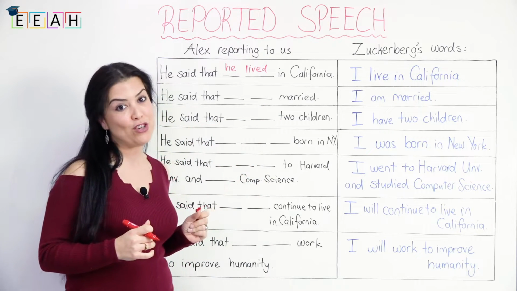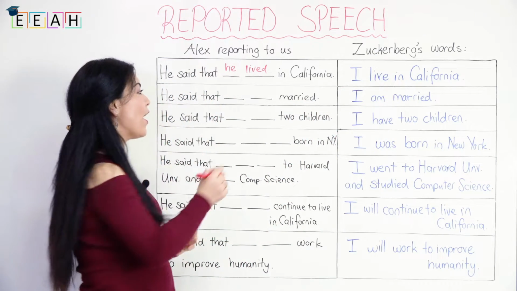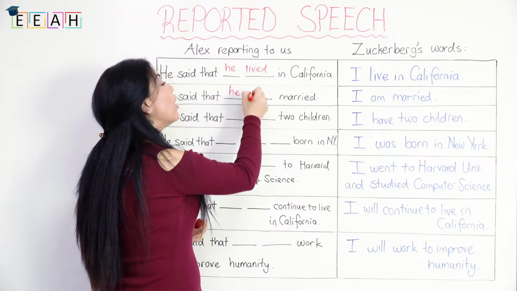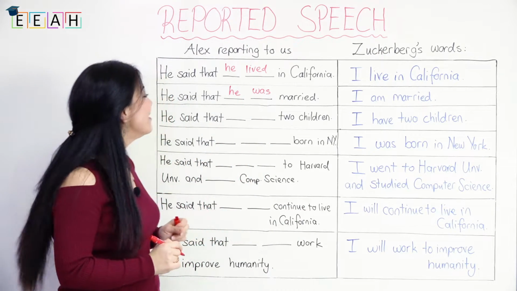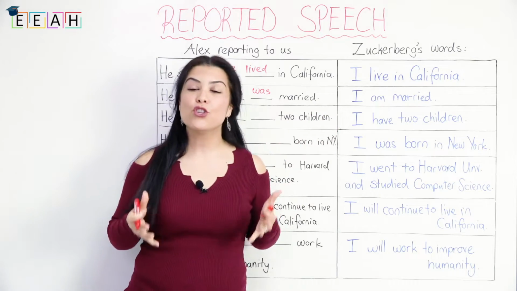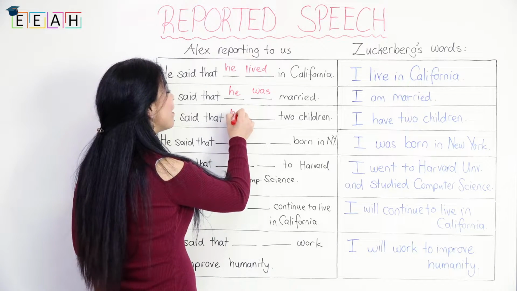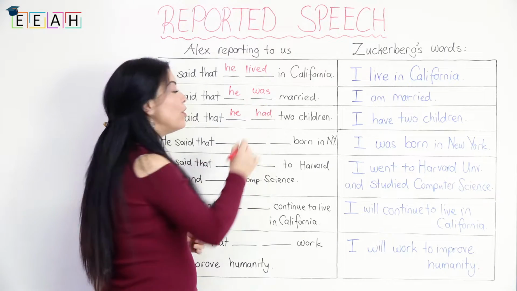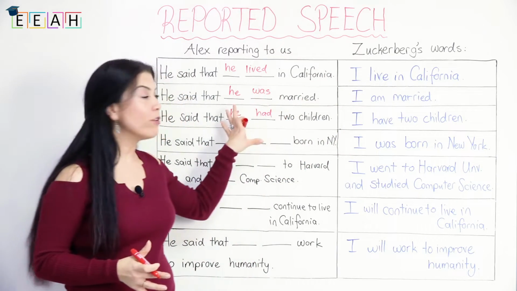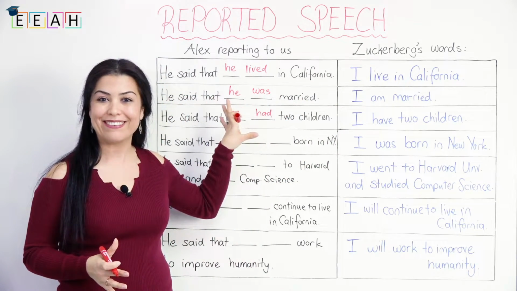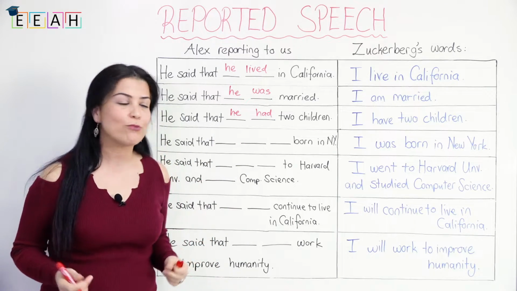Another piece of information, "I am married." So he said he was married. The same thing happens. And "I have 2 children." He said that he had 2 children. So all this information here is reported in the past simple tense, right? Let's go further.